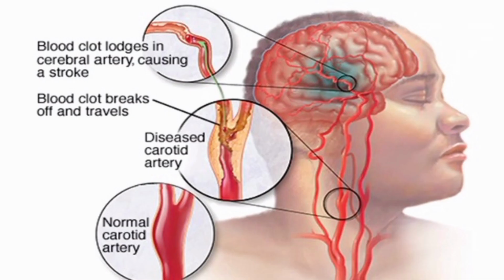See, in this image, you can see how that blood clot reduces the blood supply to the brain. So, in this condition, the patient will develop stroke.